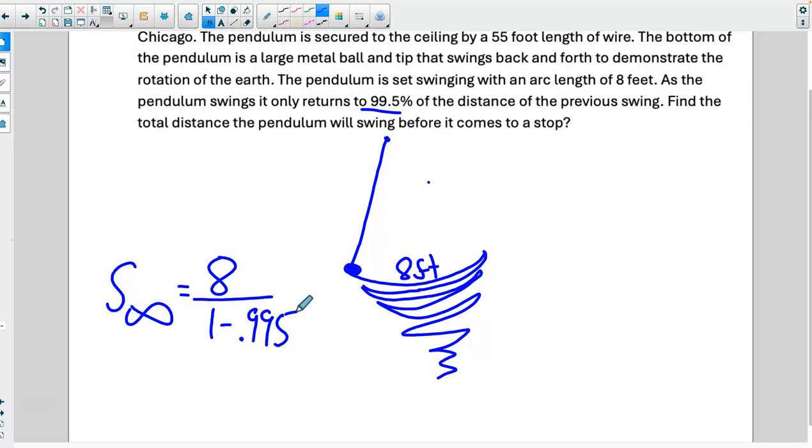Okay. So let's do our quick calculation here. Get that answer. 8 over 1 minus .995. How did I type that exact thing in? You put parentheses here. Do that. Type it in. 1600.